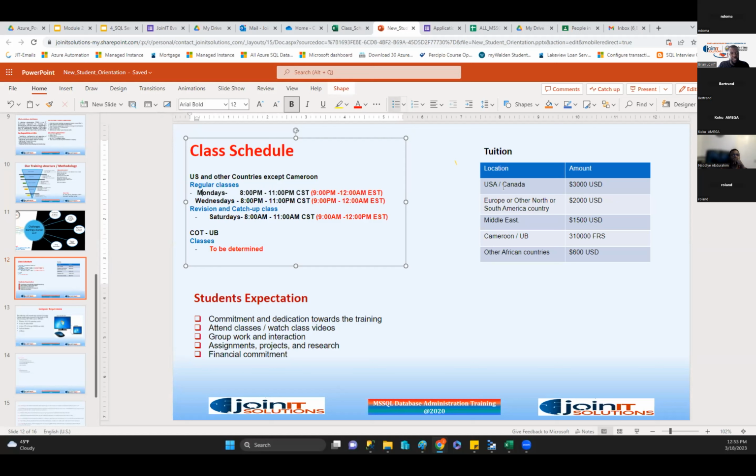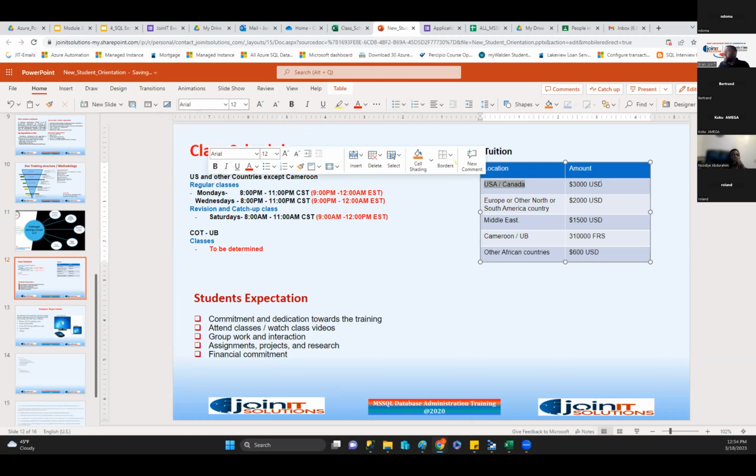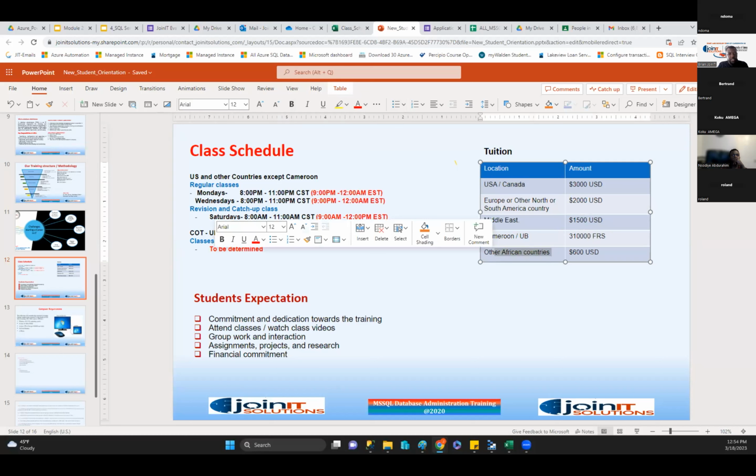These are our training fees. These are non-negotiable. We don't discuss why this is that, why that is that. If you're in the US or Canada, you pay $3,000. If you're in Europe or North or South America, you pay $2,000. If you're in the Middle East, it's $1,500. If you're in Cameroon, the College of Technology is $310,000, which is approximately $600. If you are in any other country in Africa, it's $600. These are our training fees. This is very affordable as compared to the training that you have here.